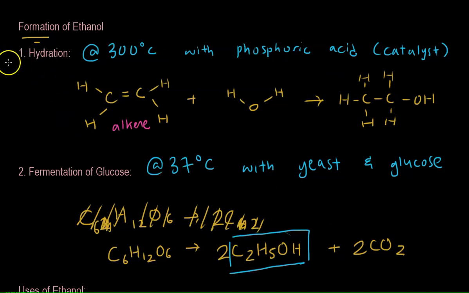Okay, so there are two ways to form ethanol. One is using hydration, adding water. Second one is to ferment glucose, basically breaking down glucose molecule. Okay, that's the meaning of fermentation. Okay, into ethanol for different uses, which we'll talk about right here.